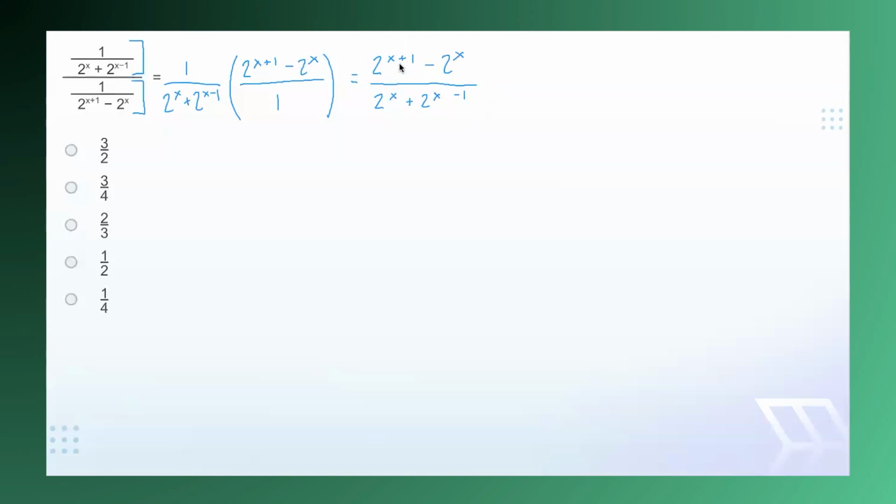So 2 to the x plus 1 has addition in its exponent. So it could be formed by multiplying two numbers with a common base, in this case, 2. So 2 to the x plus 1 can be rewritten as 2 to the x times 2 to the 1.